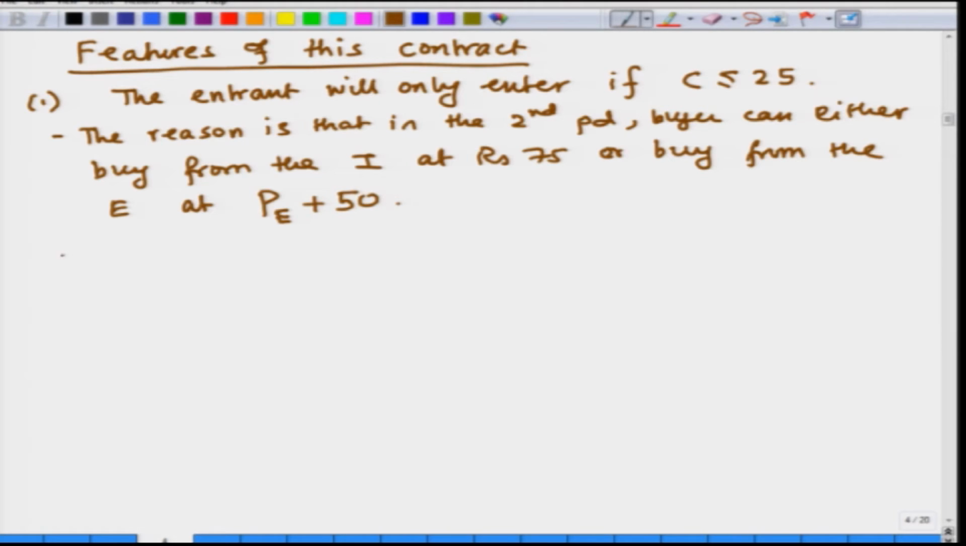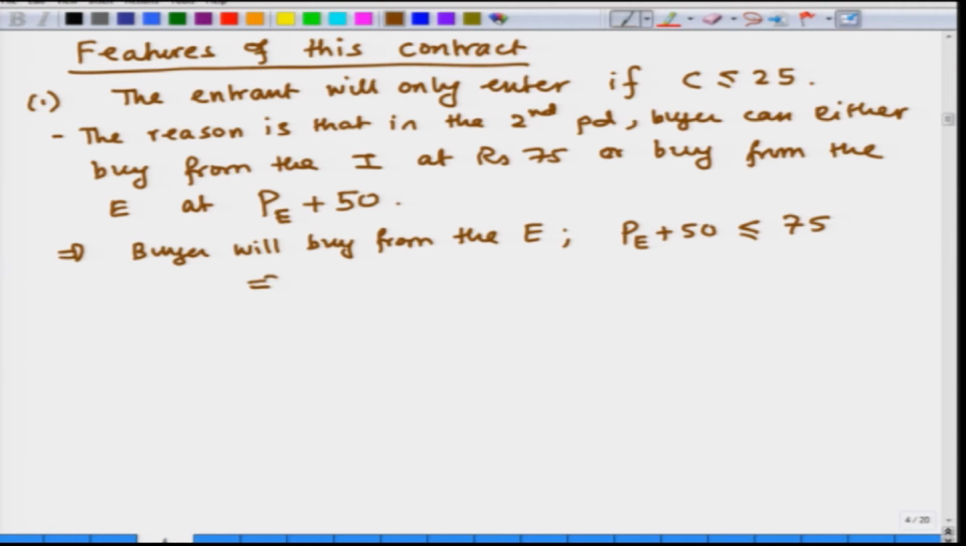Now, notice that the buyer will buy from the entrant only when PE plus 50 is less than or equal to 75. Otherwise, the buyer is not interested in buying the good from the entrant, because I am guaranteed to get the same good at a much lower price of 75 from the incumbent. This essentially means that the price charged by the entrant must be less than or equal to 25.